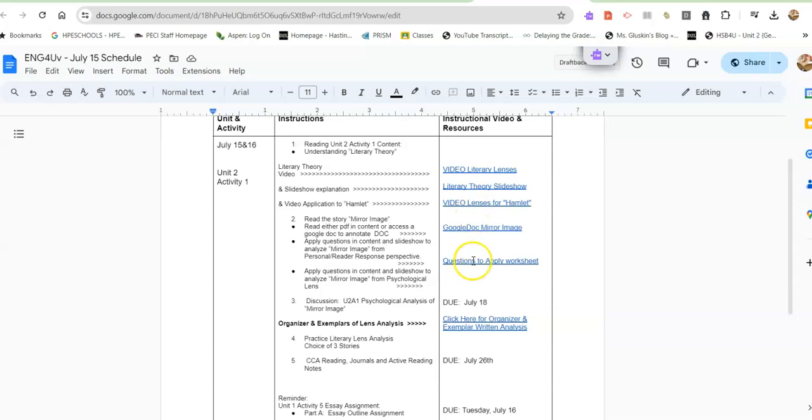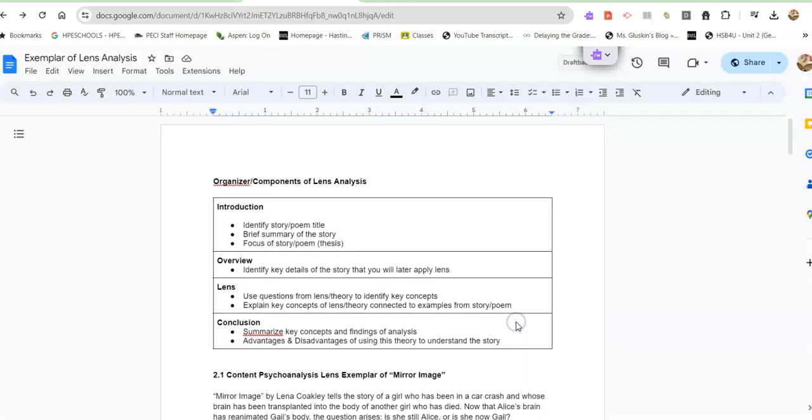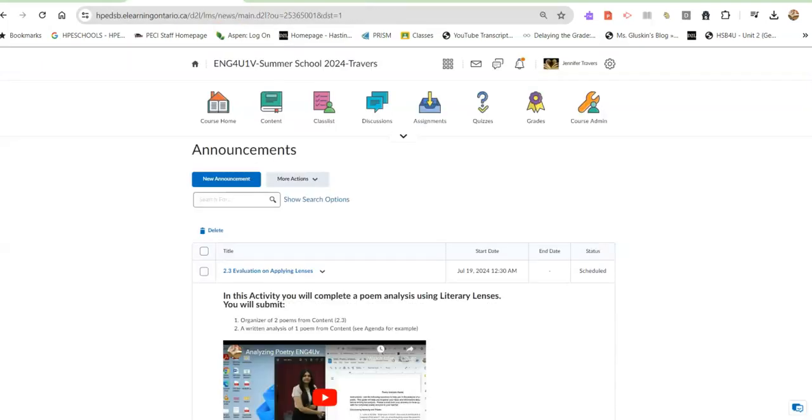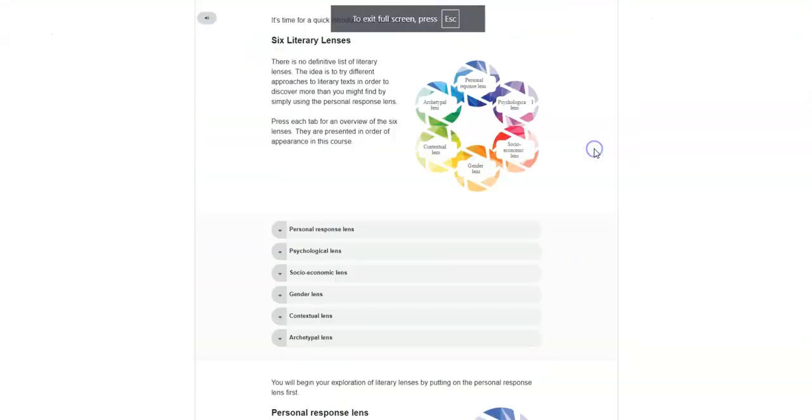Then you're going to be asked to go through and practice writing an analysis using these different lenses. So I've included the organizer and the exemplars of a written analysis using the lenses so that you can use this to know what to write. And I realize I'm bouncing all over the place here. So let's go in here.